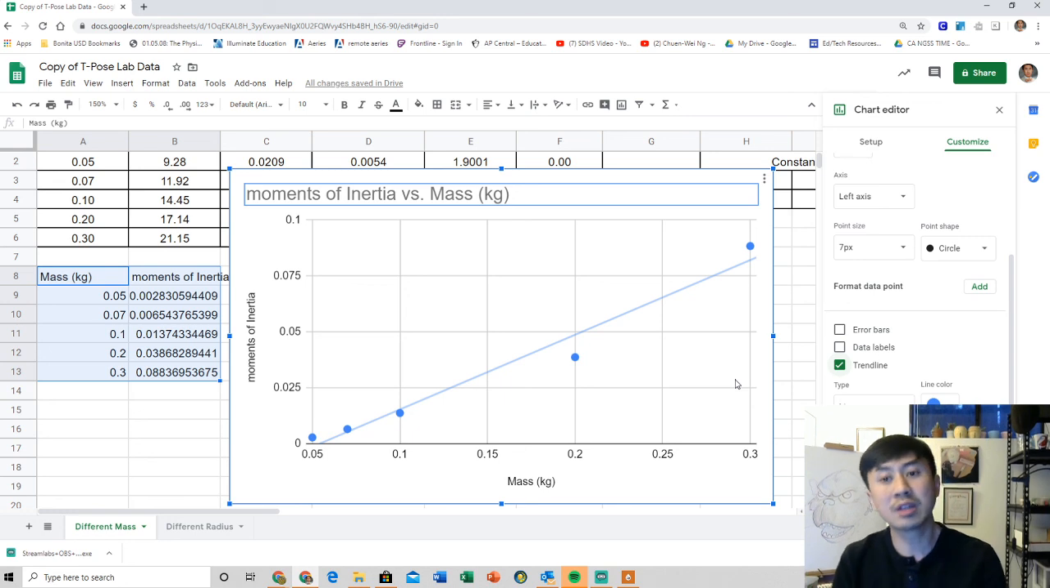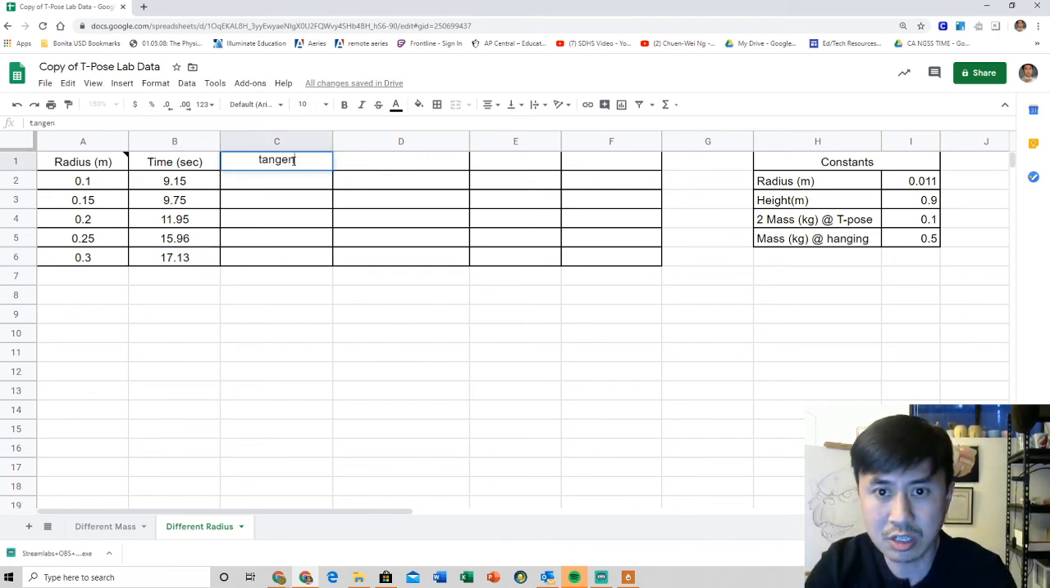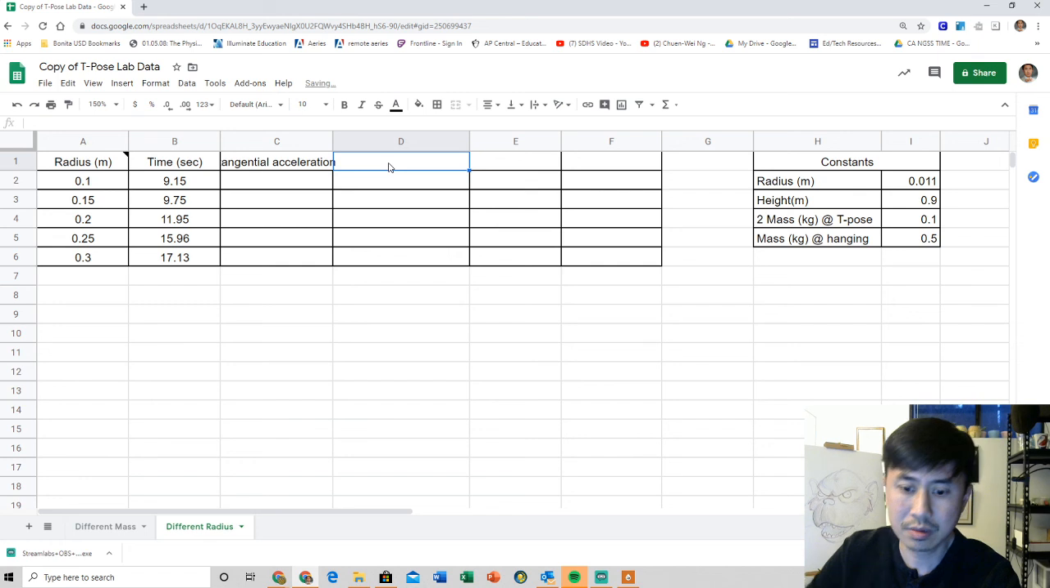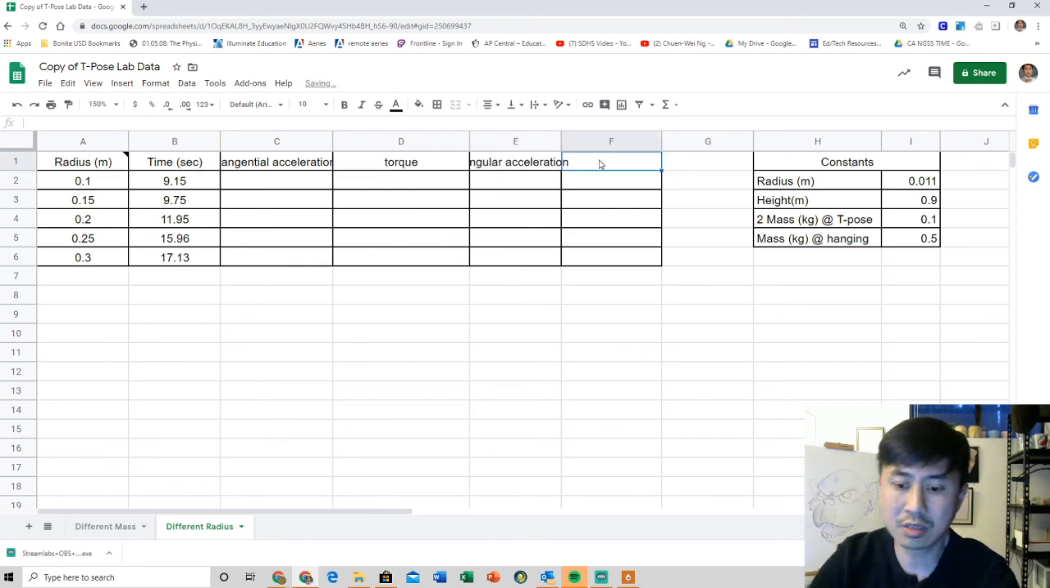Okay, try it again for radius, right? So here I have another set of data for radii. Go through the exact same procedures. Find the tangential acceleration. Right? Find the torque. And then finally find the angular acceleration. And then finally your coup de grâce, finally your moment of inertia.